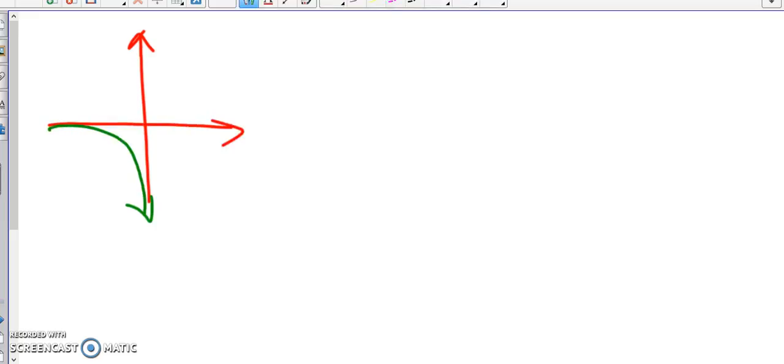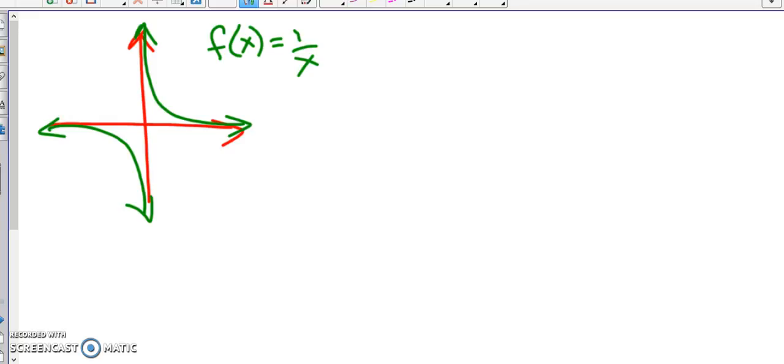So yesterday we did the graph of 1 over x, right? And we found that the graph looked something like this, where this piece looked like this, and this piece looked like this, right? So this was f of x equals 1 over x, because when x was negative, the function was negative.